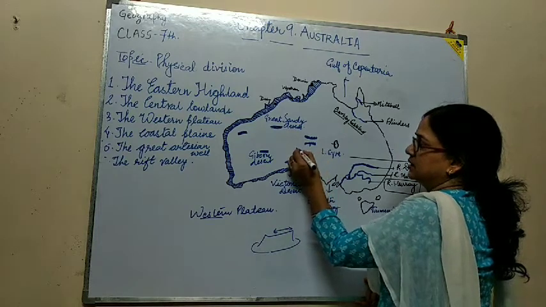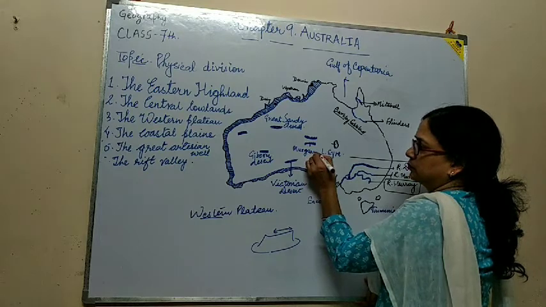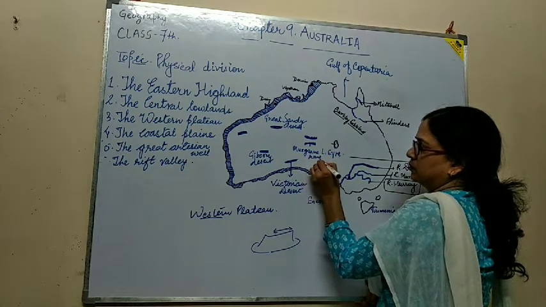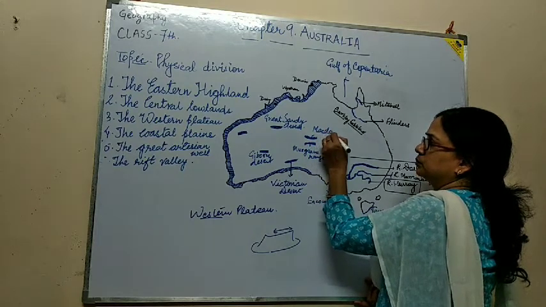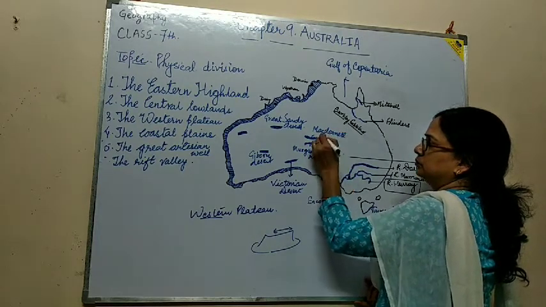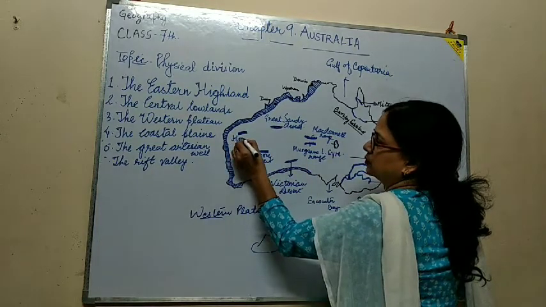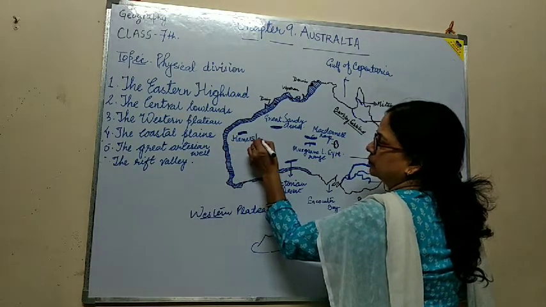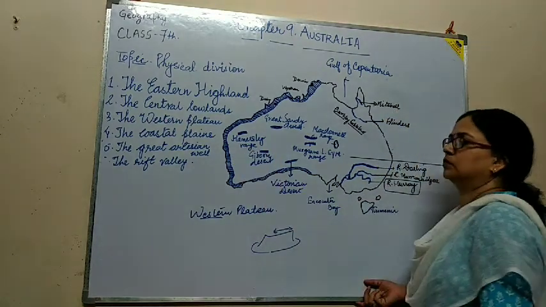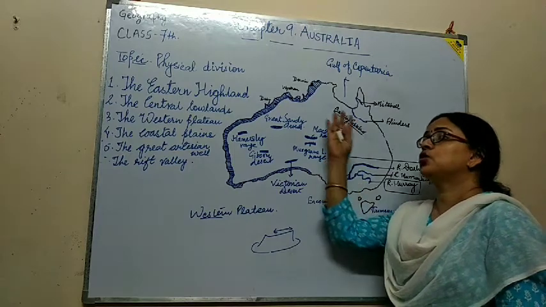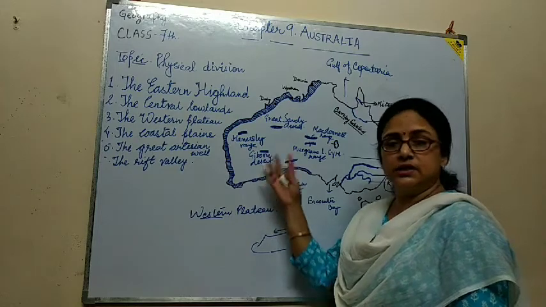That is the Musgrave Range. Here is the McDonnell Range. And the Hamersley Range. So we can see most of the Western Plateau is a desert region.